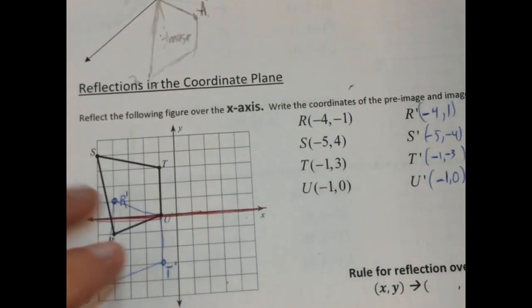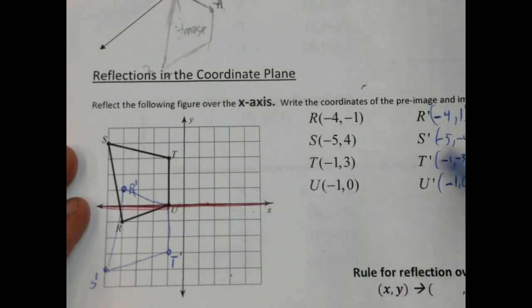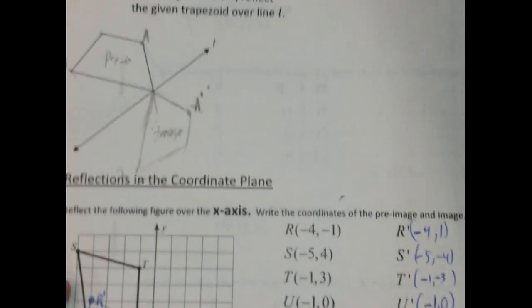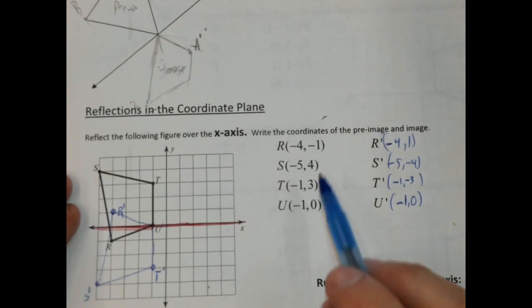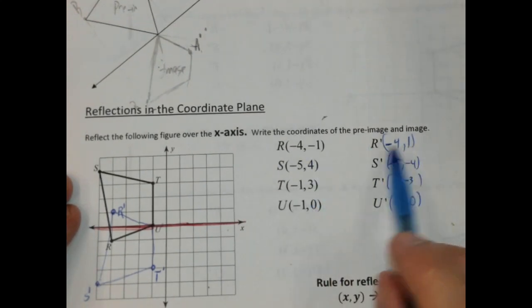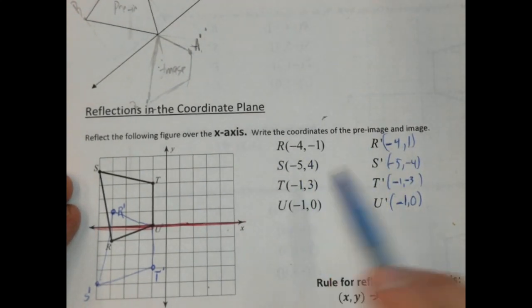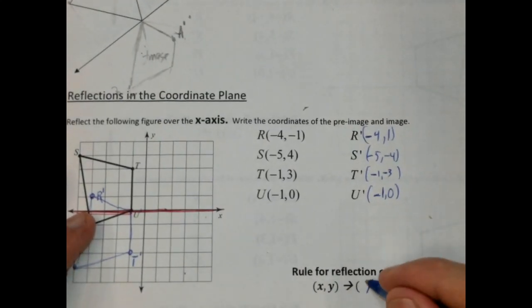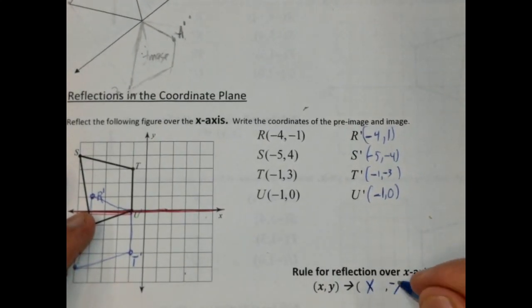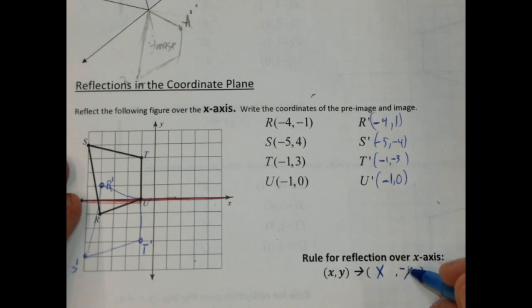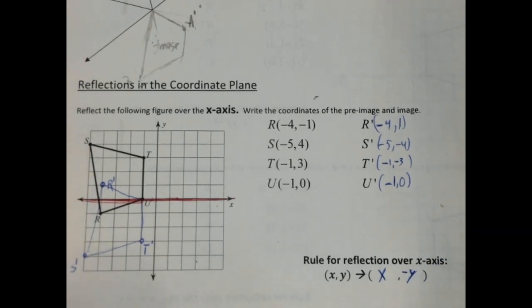That's awesome. Anyway, so yeah, there's the coordinates. Now you can actually figure out this rule if you look carefully. You'll notice that the y value changed its sign and the x value remained unchanged. And that is what it should be. So we're going to say it's x, opposite y. We don't say negative y because that gives the inclination that it's always going to be negative. It's opposite, so the y value will change its sign.